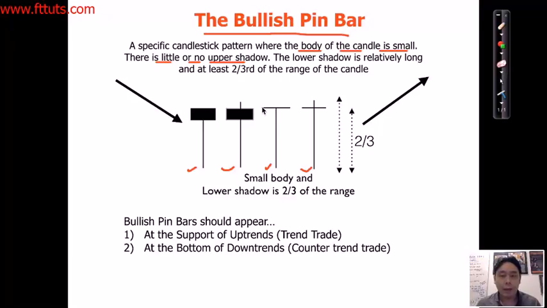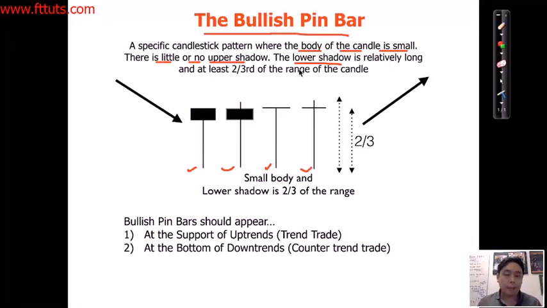In fact, you can see that for these two examples, the candle body is just one line because the opening price and the closing price is the same price. So hence, you got a line, that's it, right? And there's no upper shadow or a very small upper shadow. Now, the most important thing is that we want to see a long lower shadow for it to be a bullish pin bar. Now, what is long?